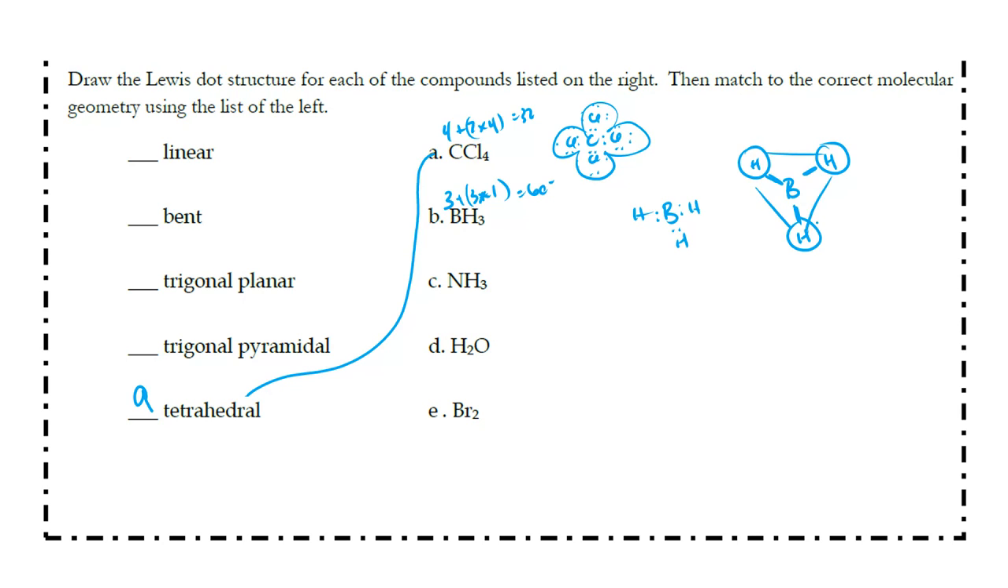That makes it a triangle, but it is a flat triangle. That makes it trigonal planar. It is trigonal planar. It is flat.